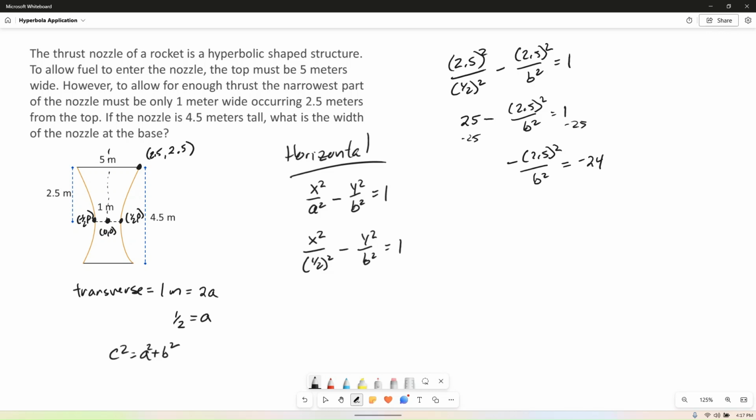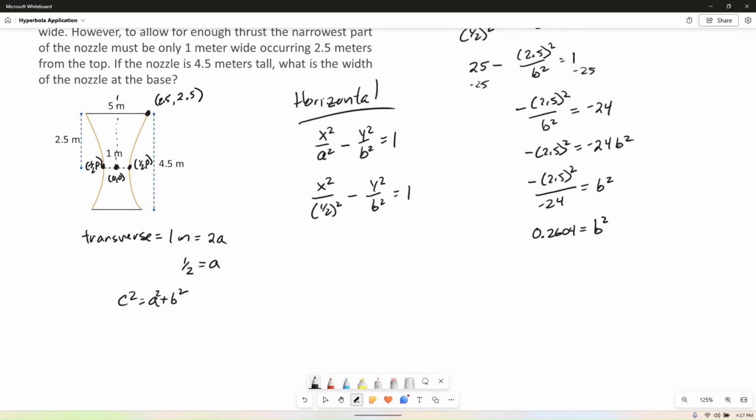So how do I solve for b from here? Let's multiply b squared to both sides. So I'll have a negative 2.5 squared equals a negative 24 times b squared, and then we can divide both sides by the negative 24. So we're going to have a negative 2.5 squared divided by a negative 24, and that is equal to b squared. So b squared will equal roughly 0.2604. And I'll just round it to 4 decimals. We could keep a more precise answer if we wanted to, but that's enough.